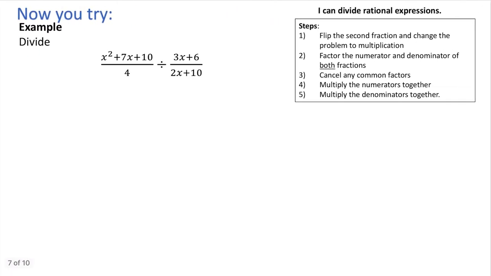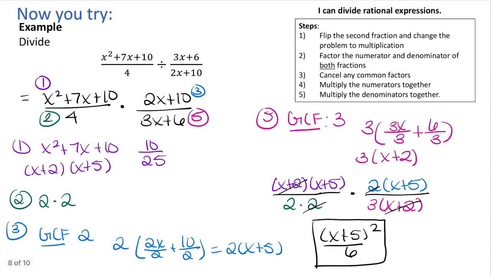Okay, so now you can go ahead and pause the video and try doing this example on your own. All right, here, so it's division. So remember, first step is to keep the first fraction, change the sign to multiplication, and then flip the second one. Then what I did is I went through and I just factored everything.